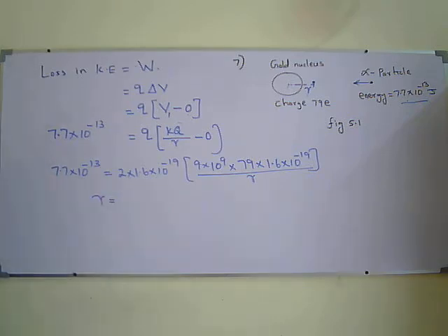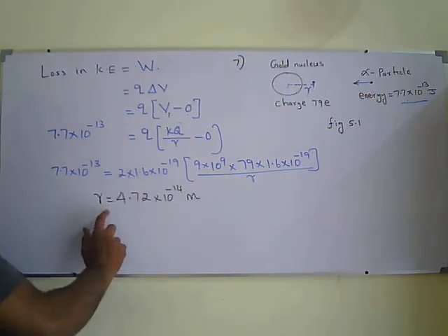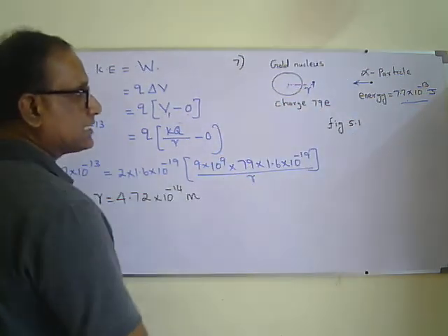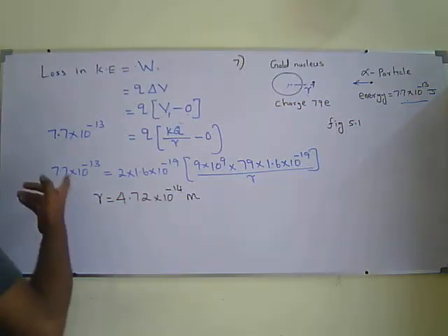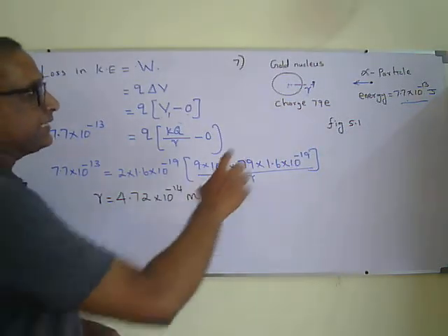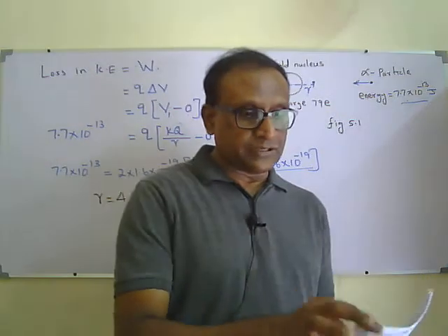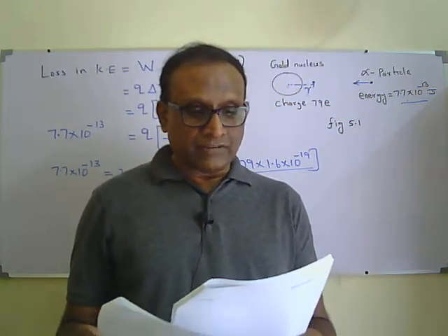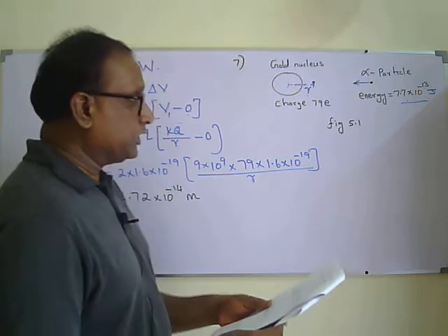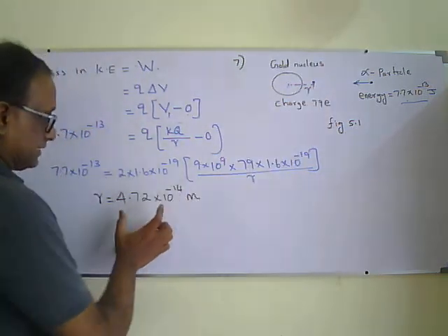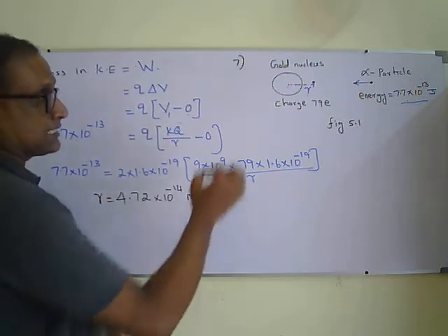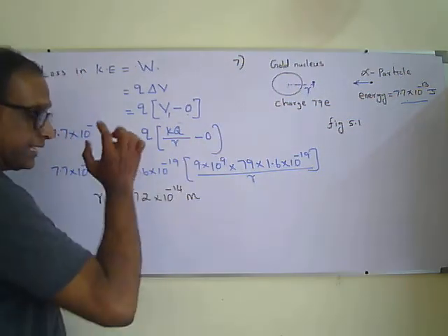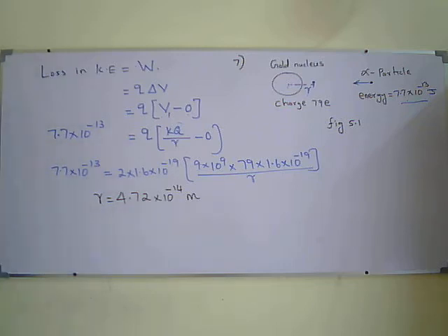Okay, you can see that the point at which the alpha particle is stopped is at a distance of 4.72 times 10 to the power minus 14 meter when you solve it. So at that point it is stopped, and they are saying in the question, careful, the alpha particle does not collide with the gold nucleus. So that means it stopped at this distance from the gold nucleus and is not touching it, which means the radius of the gold nucleus is smaller than this value.